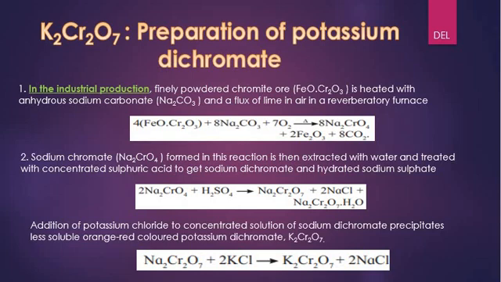Now this sodium chromate that is formed is extracted and treated with concentrated sulfuric acid to give sodium dichromate along with NaCl and water of hydration. On addition of potassium chloride to the concentrated solution of sodium dichromate, a double displacement reaction happens and potassium dichromate falls out. This is the preparation method of K2Cr2O7.